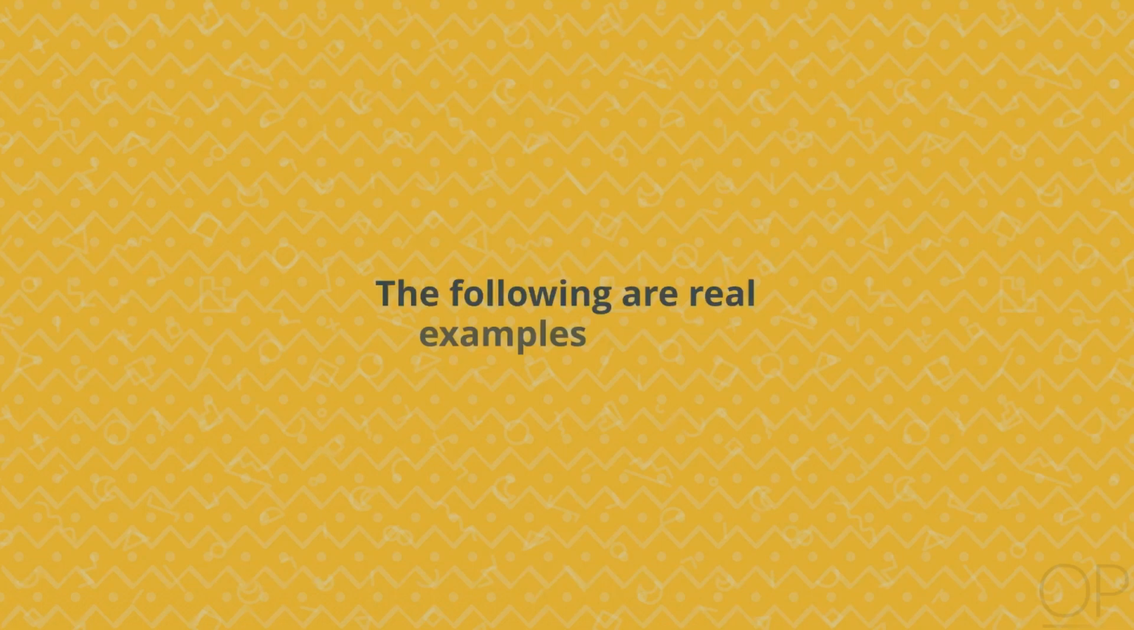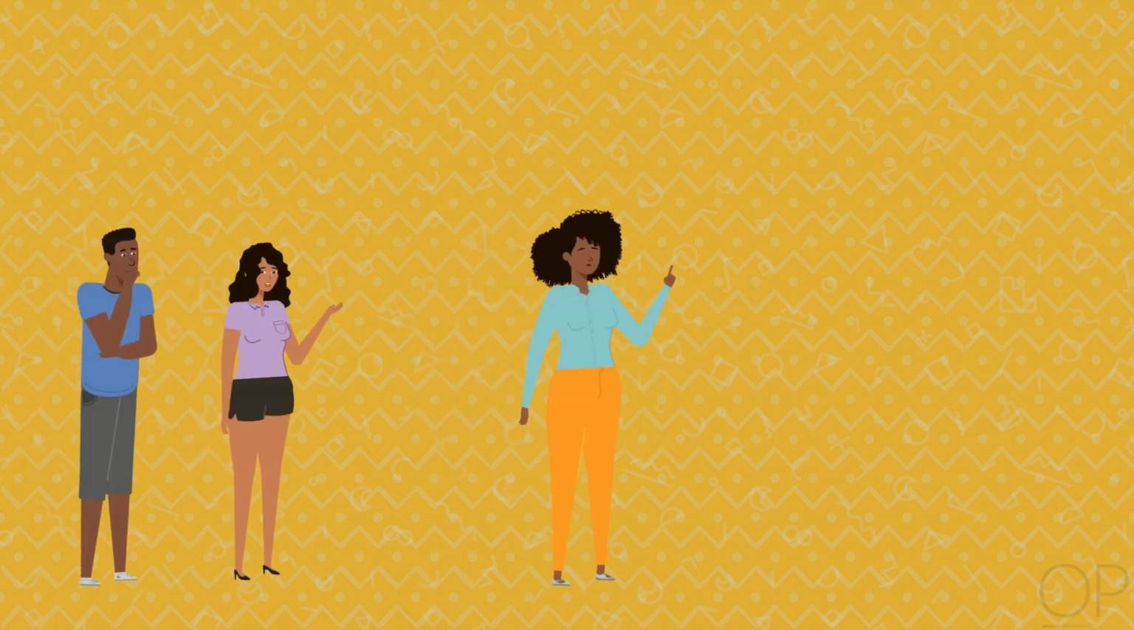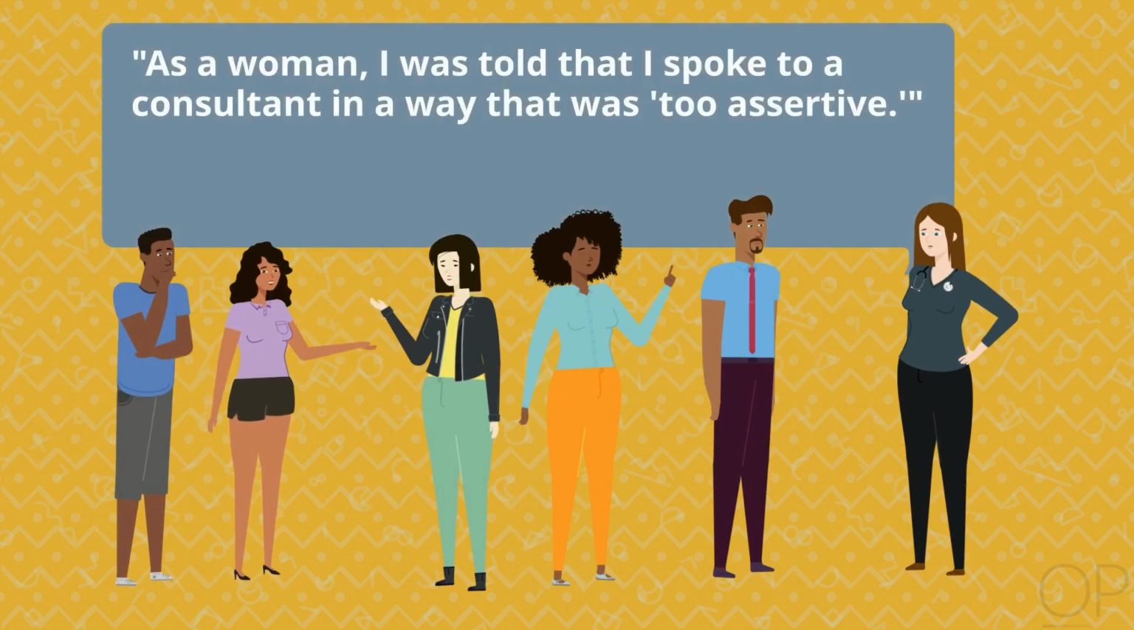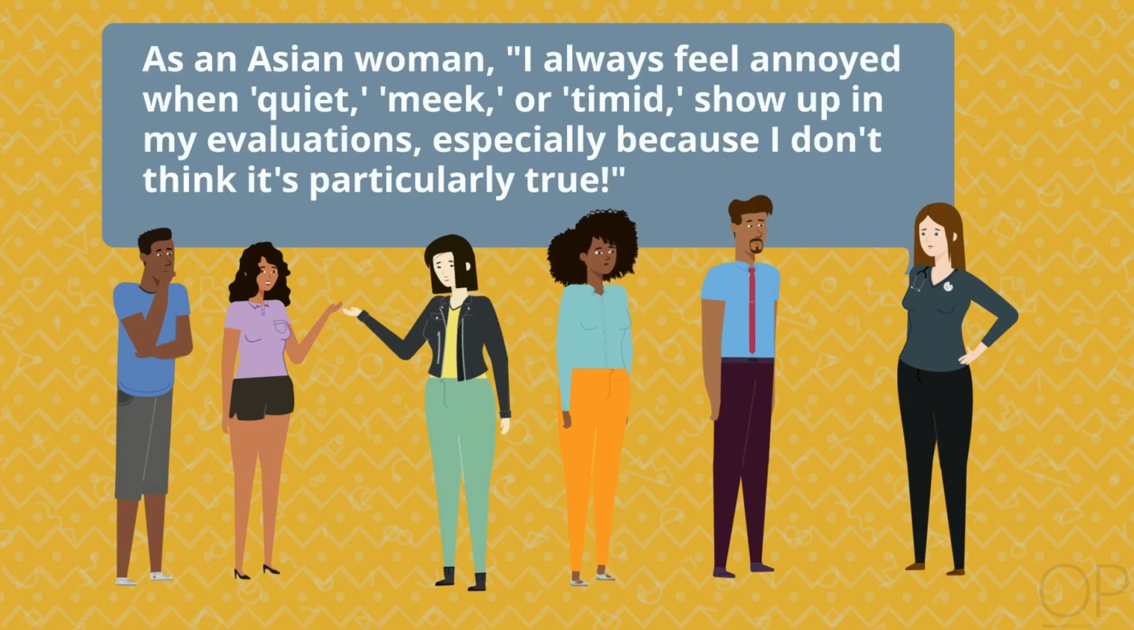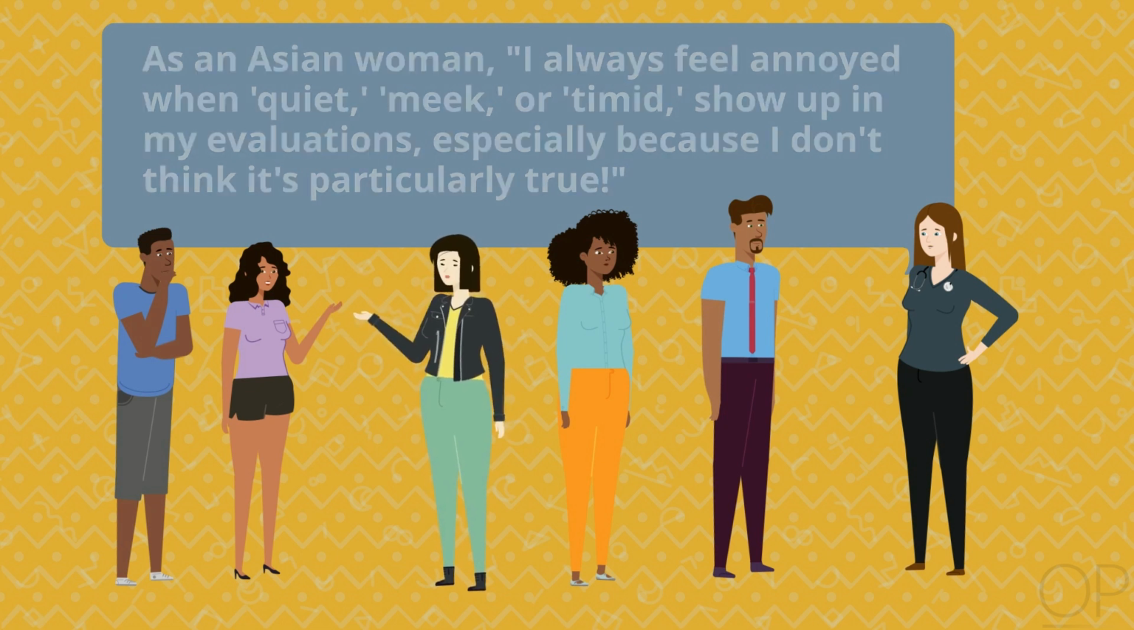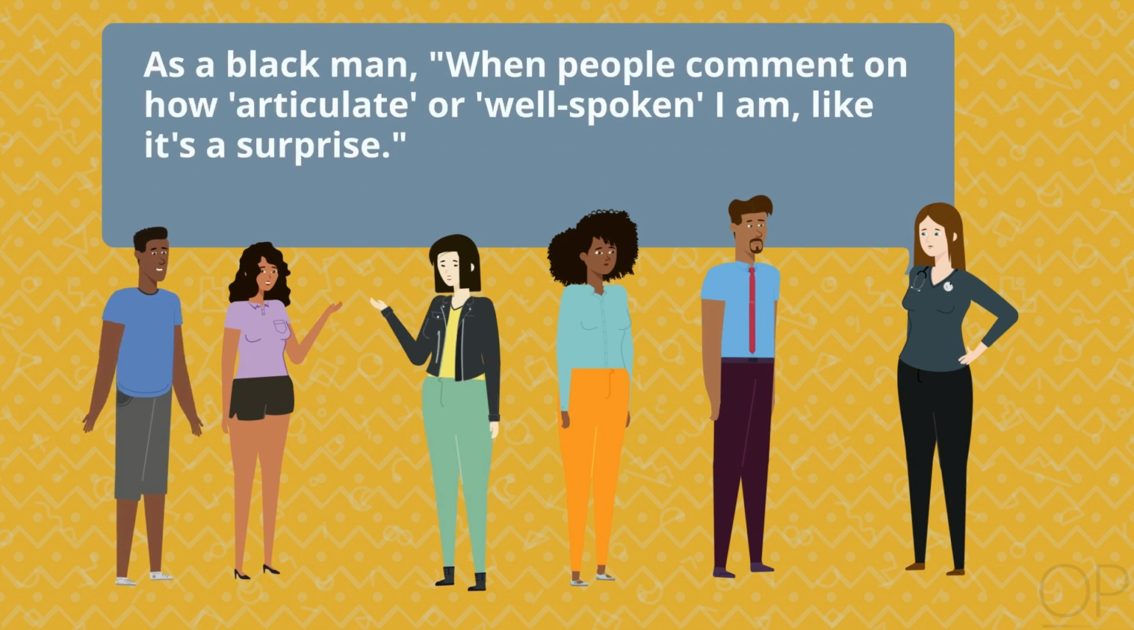The following are real examples of bias from our colleagues who provided us with permission to share them anonymously. As a woman, I was told I spoke to a consultant in a way that was too assertive. As a Black woman, I've been told that I sound too defensive when I'm asking questions and making statements. I always feel annoyed when quiet, meek, or timid show up in my evals, especially because I don't think it's particularly true. When people comment how articulate or well-spoken I am, like it's a surprise.